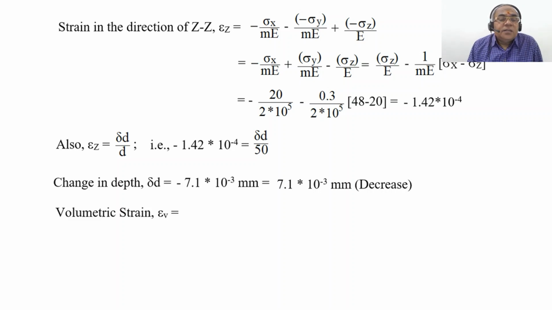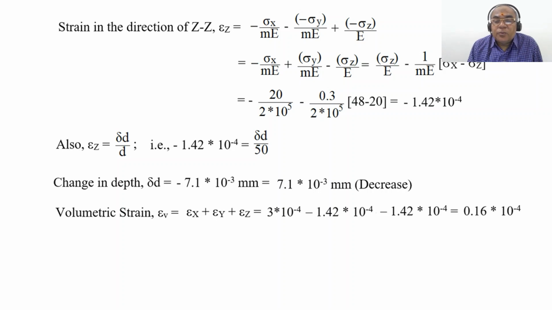Now once you get this, we want to find out the volumetric strain. What is epsilon v? It is epsilon x plus epsilon y plus epsilon z. You know that epsilon x is 3 into 10 to the power of minus 4, epsilon y is minus 1.42 into 10 to the power of minus 4, and epsilon z is also minus 1.42 into 10 to the power of minus 4. On simplification, you are going to get 0.16 into 10 to the power of minus 3.